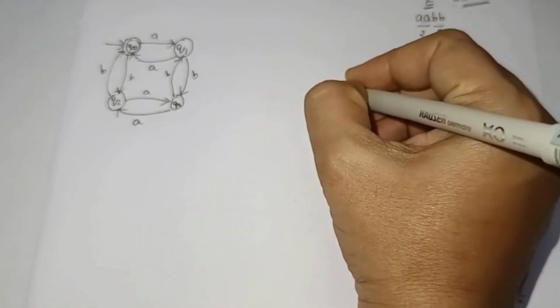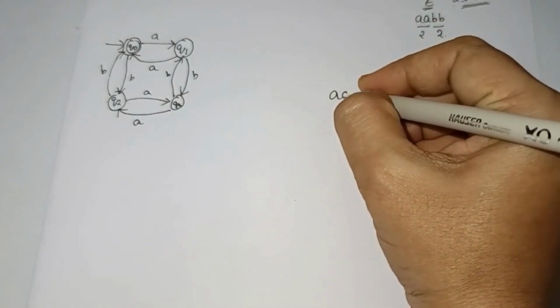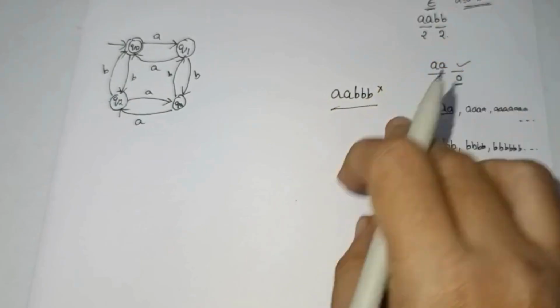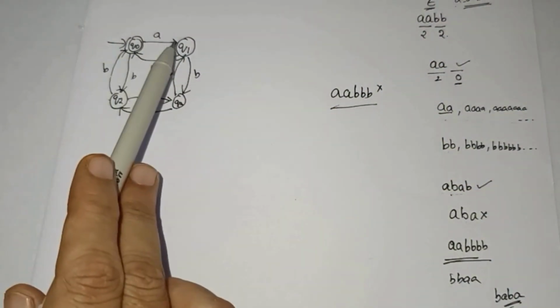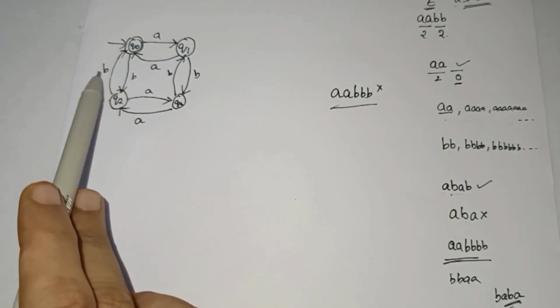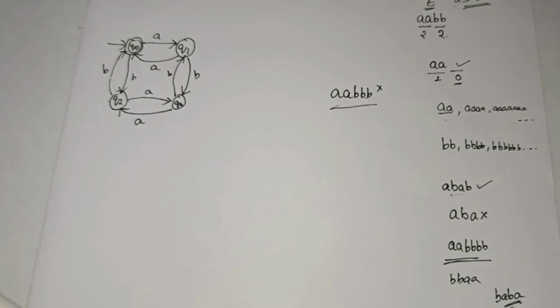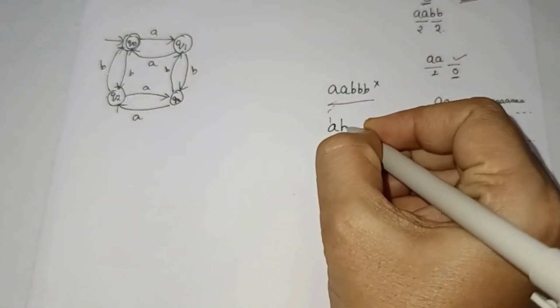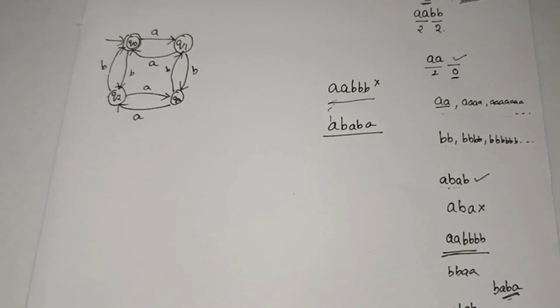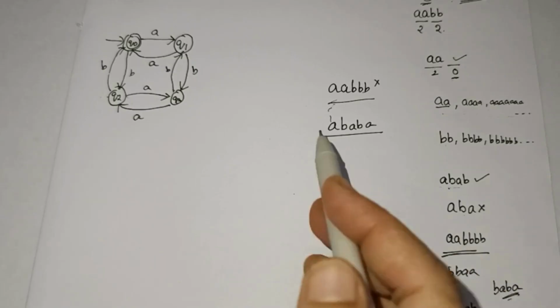Suppose I will check for even number of A's, odd number of B's. This should be rejected, right? Now we will see. A, B, B, B. 2 B's it accepts. Third B it is coming to non-final state. You can either take any combination A, B, A. Here odd number of A's are there, even number of B's. Even though we have even number of B's, we should have even number of A's only, not odd number of A's. Hence this string should be rejected.